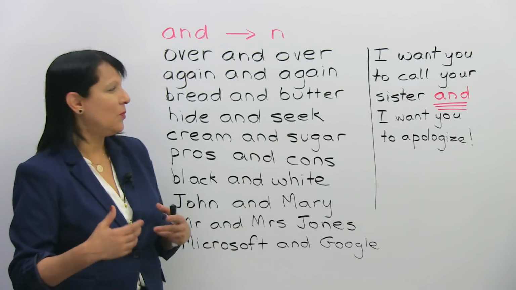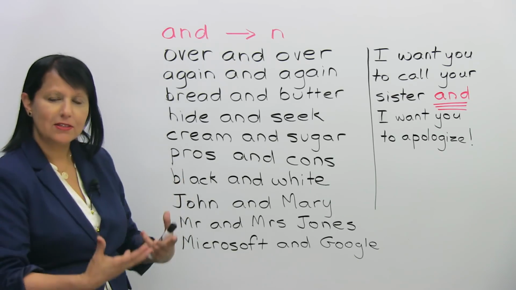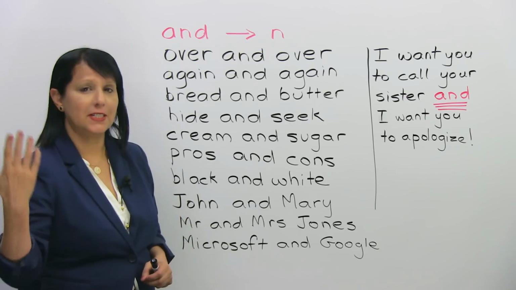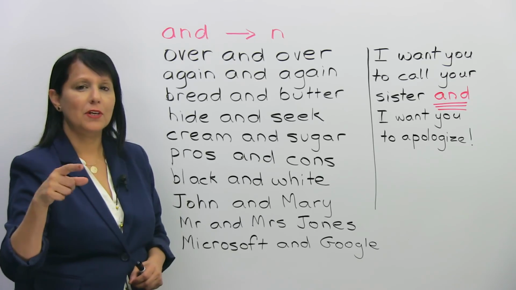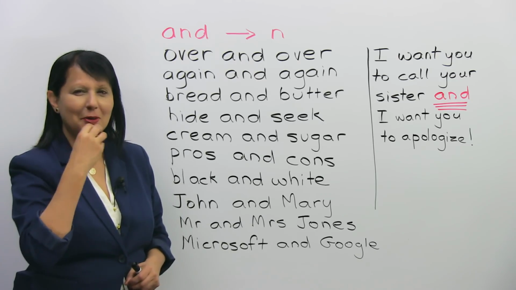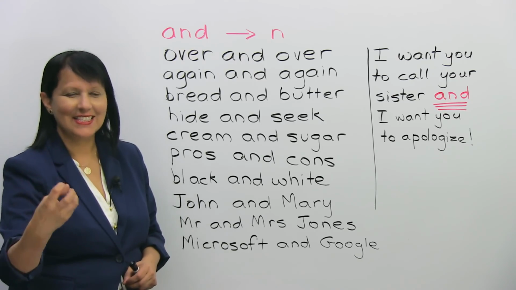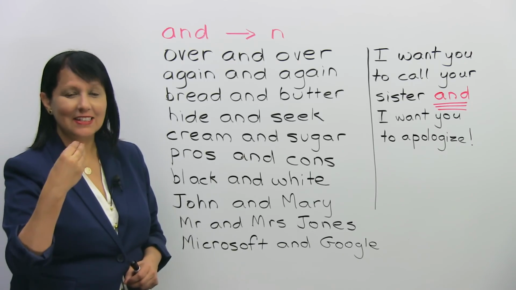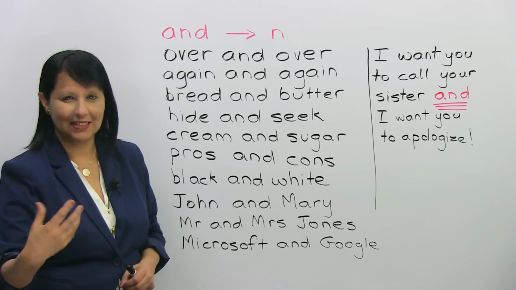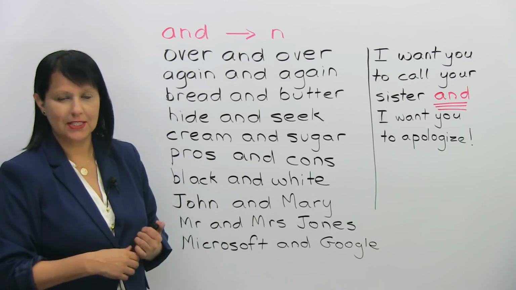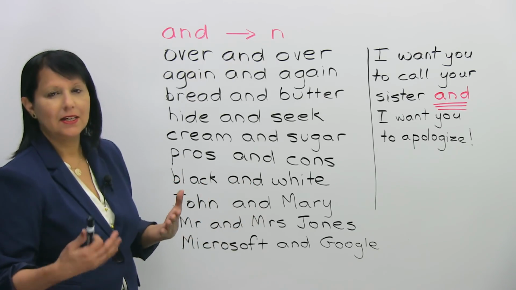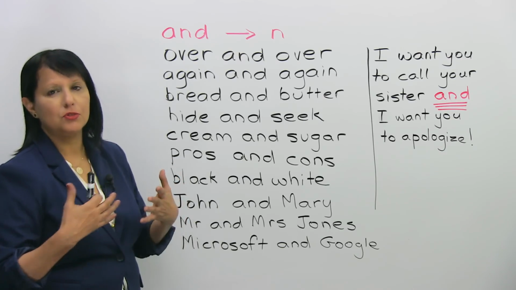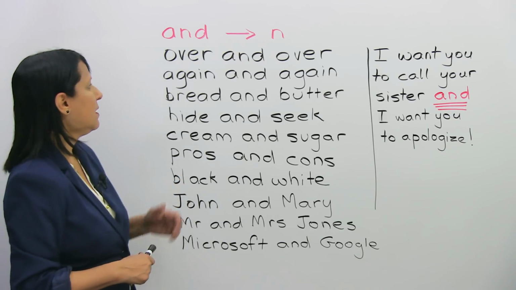Okay? So let's say lots of phrases so that you can hear it, because your eyes are telling you to say and, but I want your ears and your mouth to start recognizing and saying n instead of and when it's in the middle of a phrase. And later we'll look at sentences. Okay? Say it. You can say it with me. You can also repeat it after me.